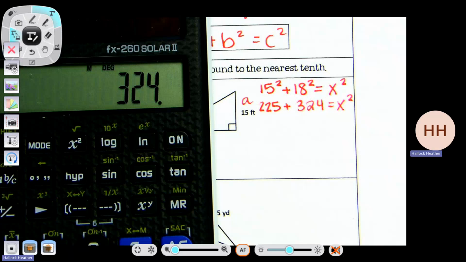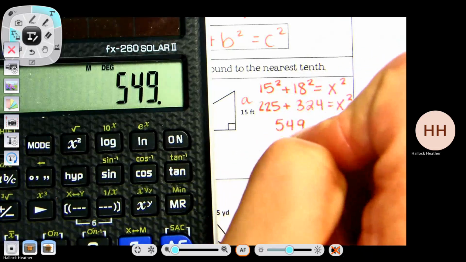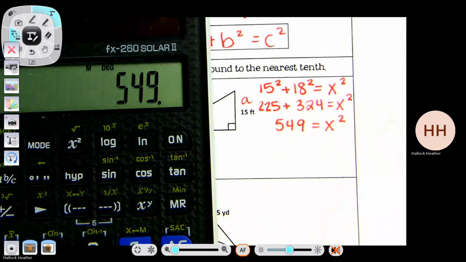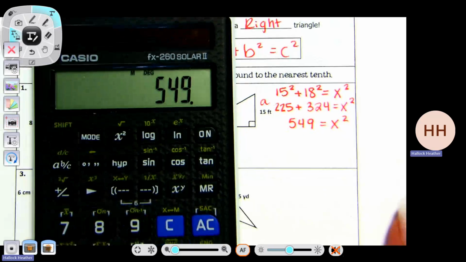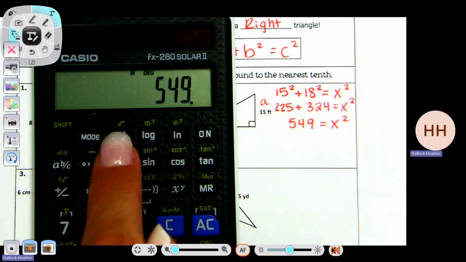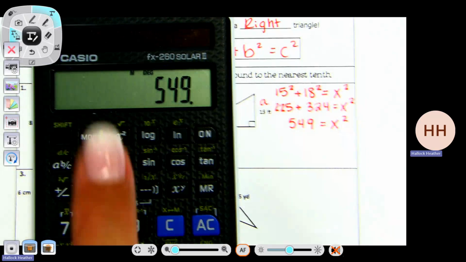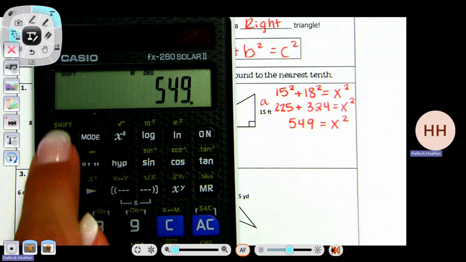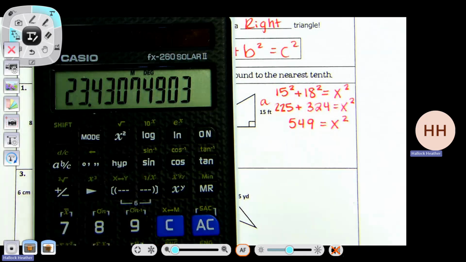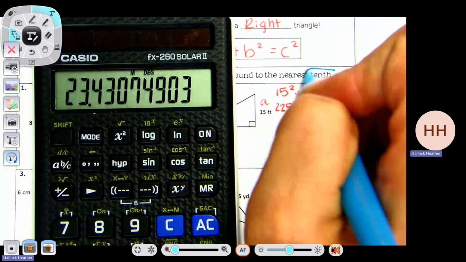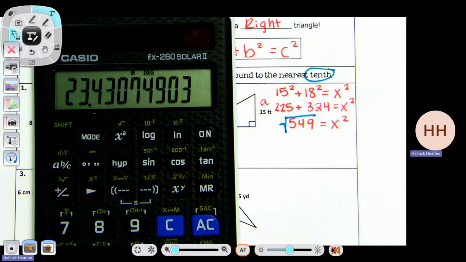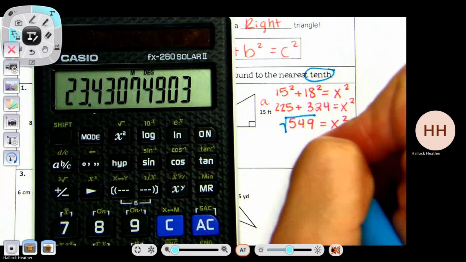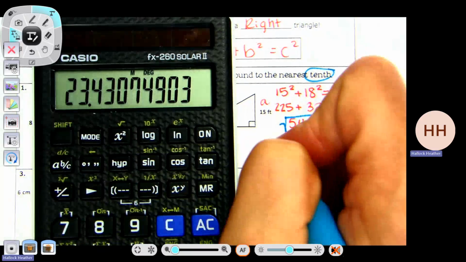What do I do now? Add them. And now what do I do? Square root it. So squaring is that same button. Squaring makes it bigger. You need to square root it. So how can I square root on a calculator? Shift and then X squared. So it's going to get smaller. And this is where in the directions it says we're going to round to the nearest 10th. So what is the answer? 23.4.